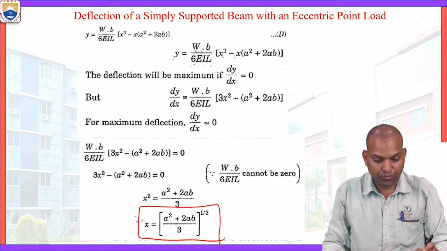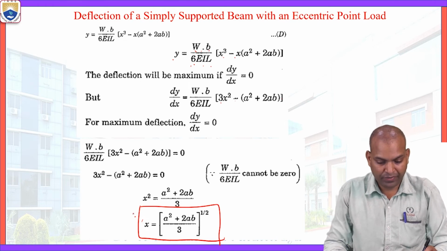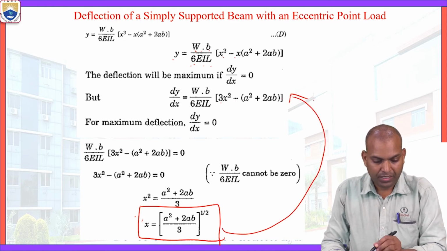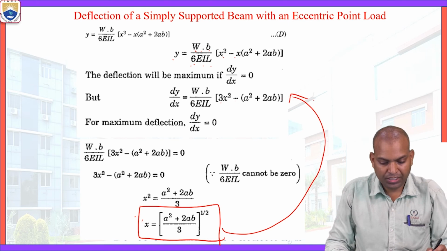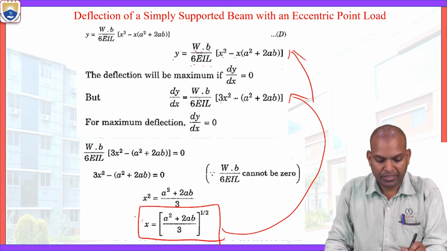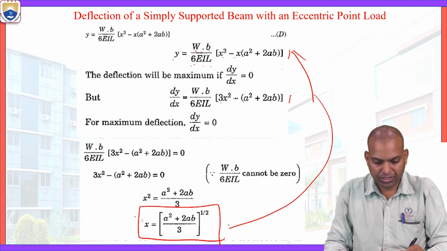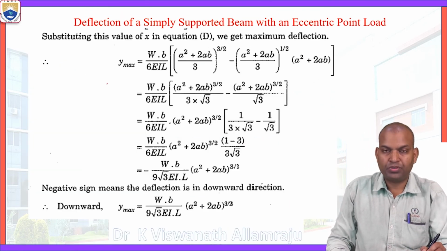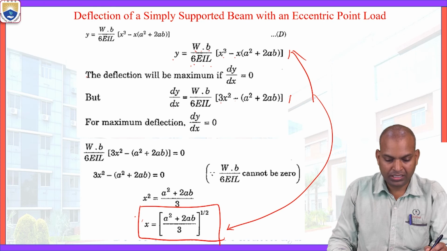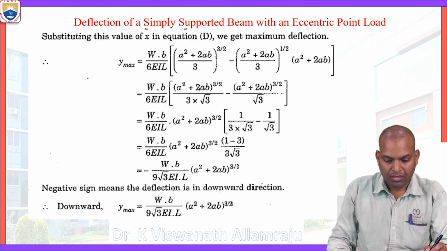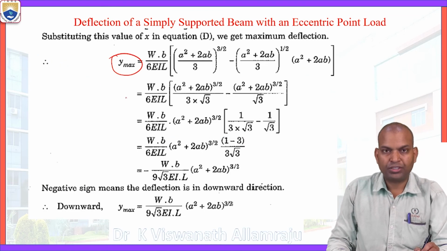Substitute this x value where? To get the maximum deflection. Here is the maximum deflection, where the slope dy by dx equals 0. The maximum deflection occurs in this equation. After substituting that x value in the deflection equation, we will get y maximum.